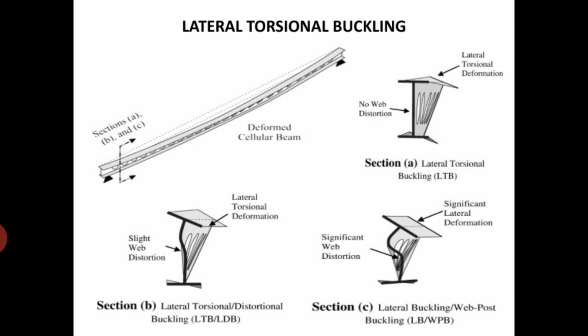These types of failure happen because of not providing lateral support. These are called laterally unsupported beam failures. So a laterally unsupported beam will fail by lateral torsional buckling, and it is also accompanied by warping.